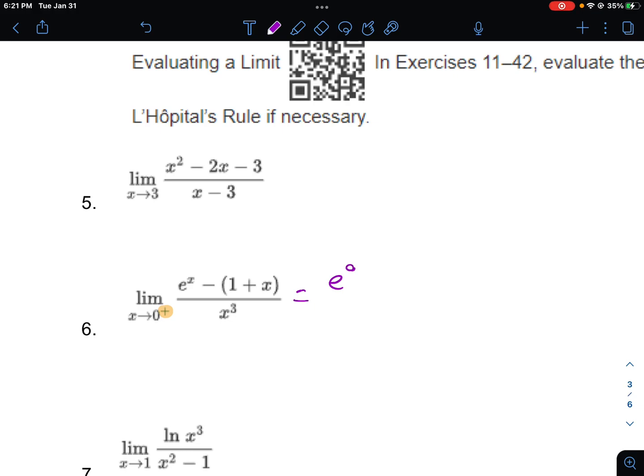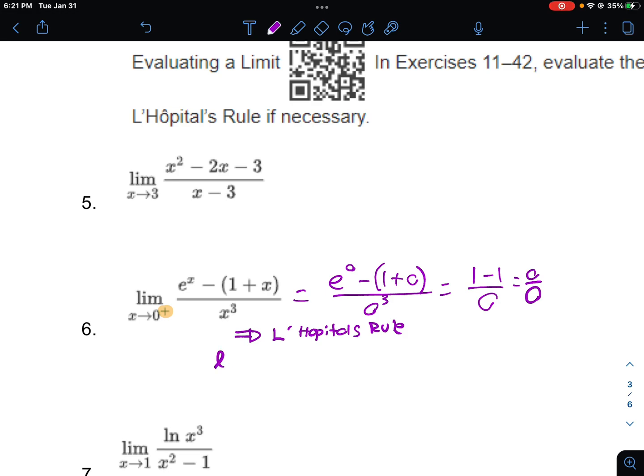We get e to the 0 minus 1 plus 0 over 0 cubed. It's going to give us 1 minus 1 over 0, which is indeterminate form. Because of that, we then have to use L'Hopital's rule. When we do so, we take the derivative of the numerator, and then we take the derivative of the denominator and write it out. The derivative of e to the x is e to the x. The derivative of negative 1 minus x is negative 1 over 3x squared.